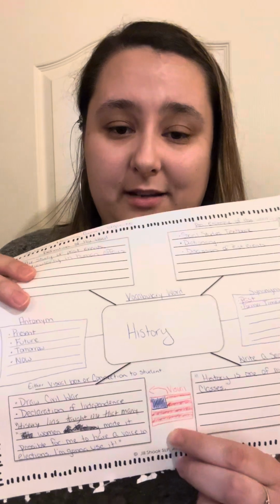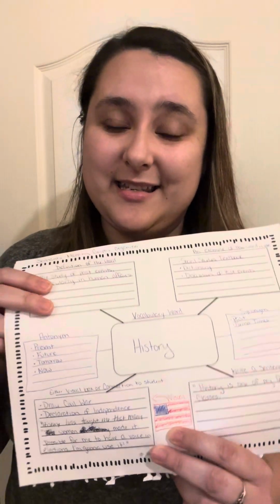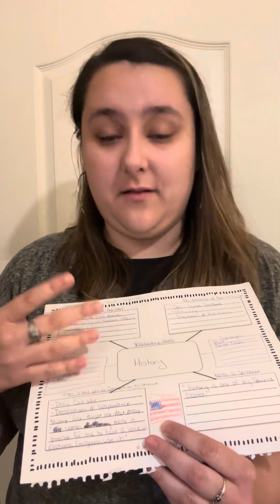But you could also use it as a visual box. You can make it a blank box where they could draw a picture that makes a connection if they're more visual learners. And so for my visual, I drew an American flag because it represents the past. The flag was made in the past, but it also represents our independence and our freedom that we gained in 1776, and that is a past event. That is something that happened in history.